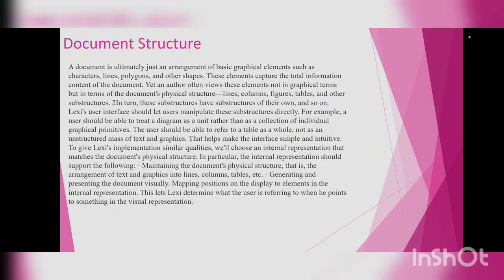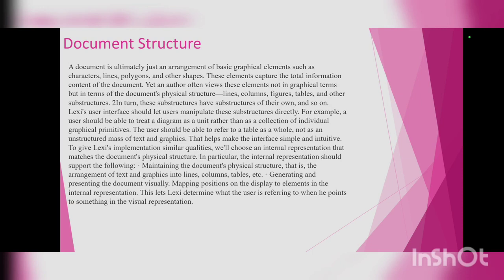A document is ultimately just an arrangement of basic graphical elements such as characters, lines, polygons, and other shapes. These elements capture the total information content of the document, yet an author often views these elements not in graphical terms but in terms of the document's physical structure: lines, columns, figures, tables, and other substructures. In turn, these substructures have substructures of their own, and so on.